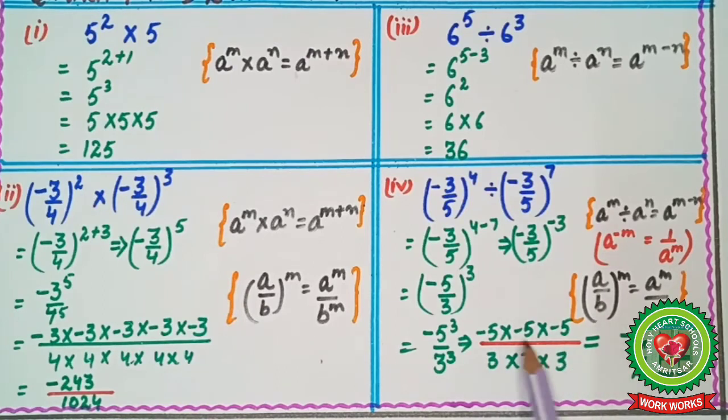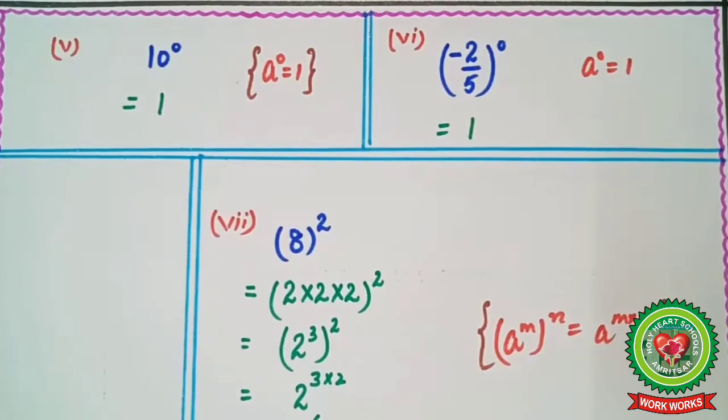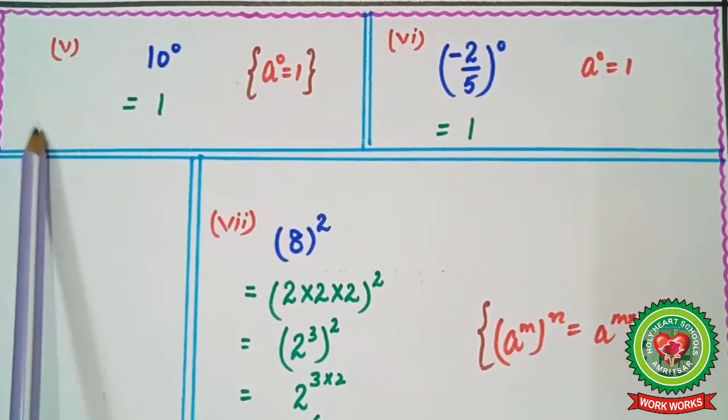So after multiplying minus 5 into minus 5 into minus 5, you will have minus 125, and 3 into 3 into 3 will be equal to 27. So the answer will be minus 125 upon 27. Now move to the next example, that is example number 5.